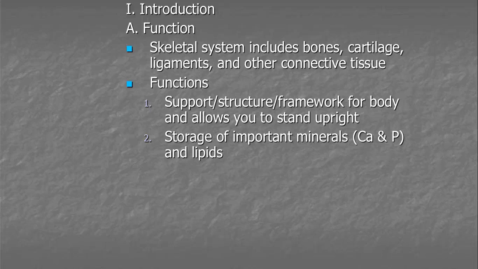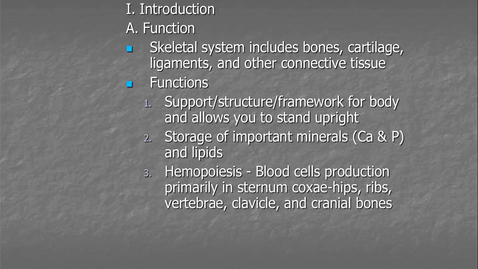It also stores important minerals such as calcium and phosphorus. You'll see this come into play with nervous system function and muscle system function, because calcium plays a major role in that, and when you tap your reserves in your bone, you can continue normal functioning of your nervous and muscular system with the calcium reserves you have there. It's also a storage unit for lipids. Lipids in the bone are called yellow marrow, but remember, lipids are adipose tissue or fat.